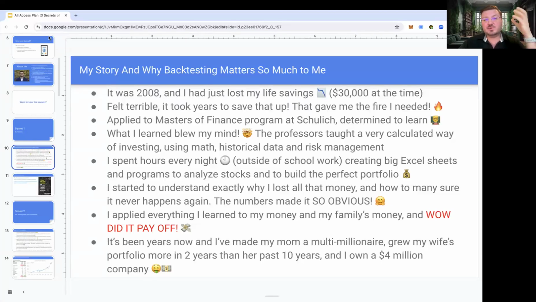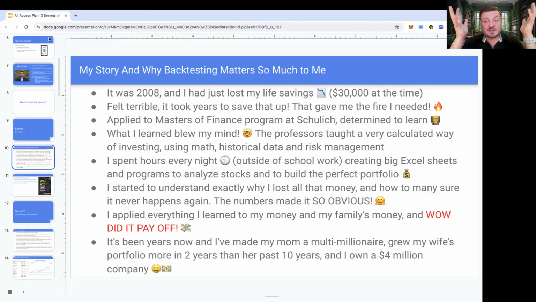In 2008, I lost my life savings. I saved up like 30 grand up until that point. I was a kid, in my 20s, and to me, it was a big deal at the time. I blew up my portfolio in 2008. Stupid moves, right? Obviously, this felt terrible.